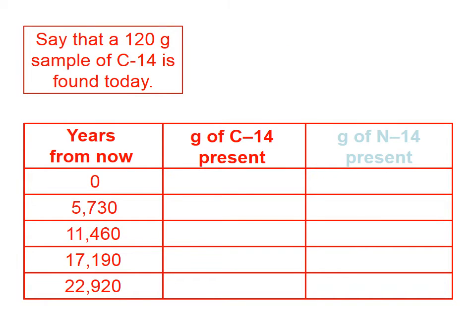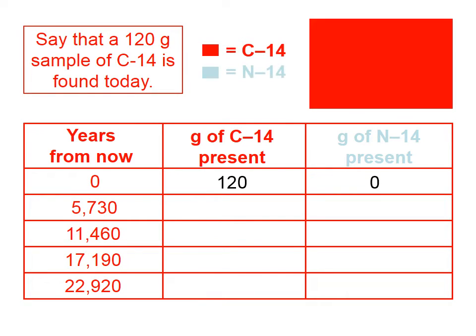So let's take an example. Let's say that we have 120 grams of carbon-14. So when we start, you can see in the table we have 120 grams of carbon-14 and none of it has decayed. So we have 0 grams of nitrogen-14. I'm going to represent that in the upper right corner. The red indicates carbon-14 and the light blue will indicate nitrogen-14. You can see that in the picture right now we have no nitrogen-14.